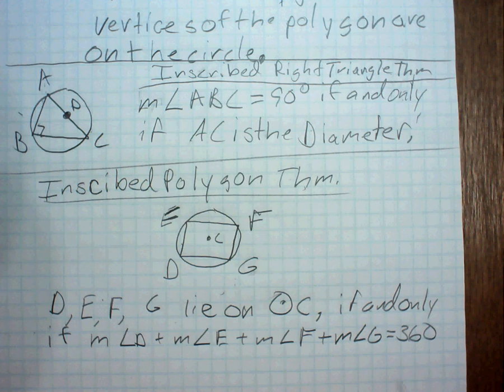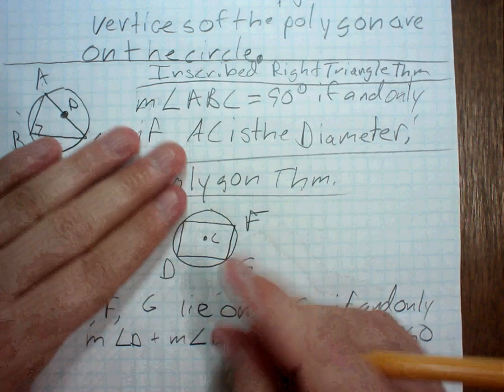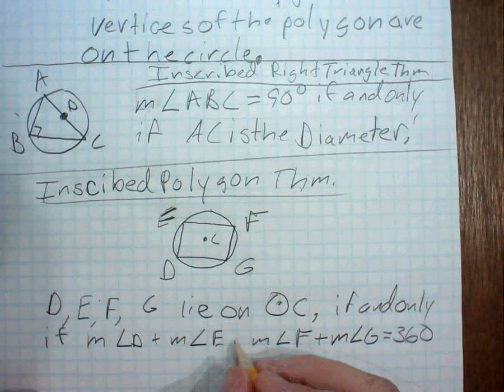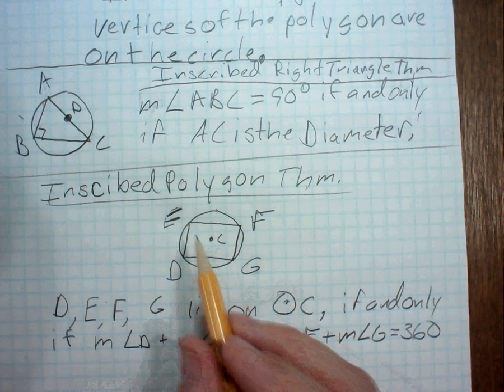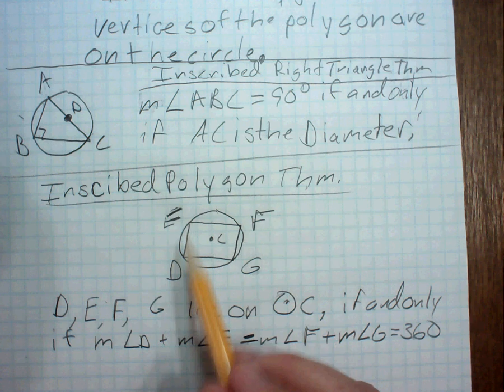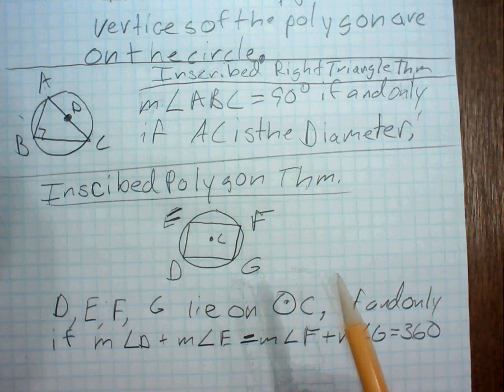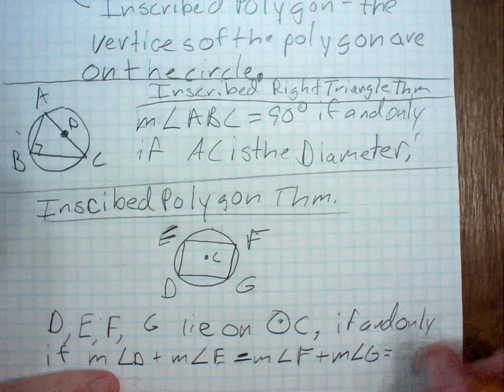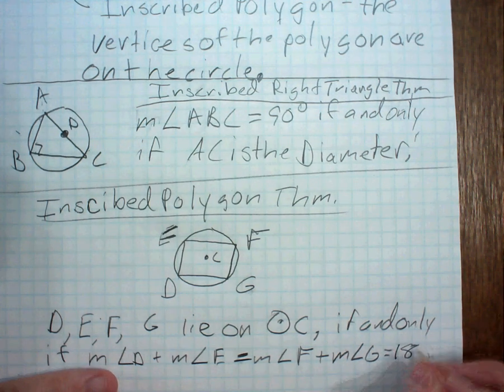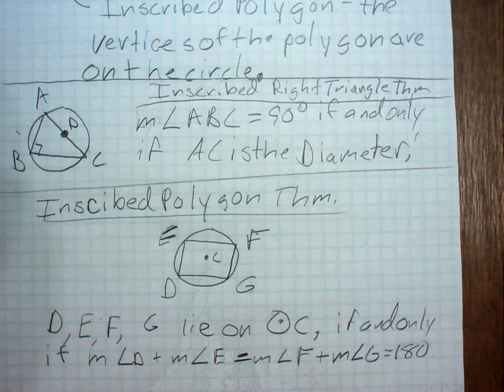Okay? So a quadrilateral can be inscribed on the circle if and only if the opposite angles are supplementary. Oh, wait. It's not if you add them. If the opposite angles are supplementary. Not plus. In other words, D plus E has to equal 180. Not, I'm screwing up big time. And F plus G have to add up to 180. Okay?